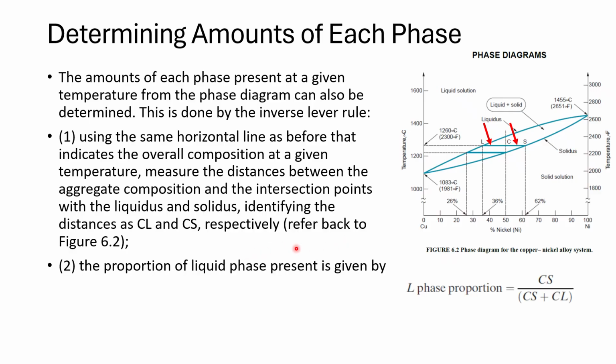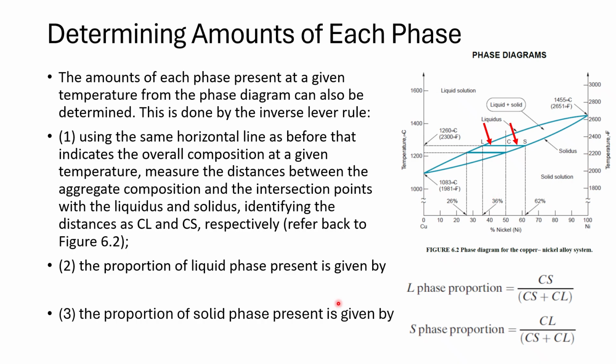The proportion of the liquid phase present is going to be given by the equation: liquid phase proportion is equal to the CS distance divided by the LS distance. Third, the proportion of the solid phase present is going to be given by the distance CL divided by the total distance from L to S. That's it. Now let's see an example on that.